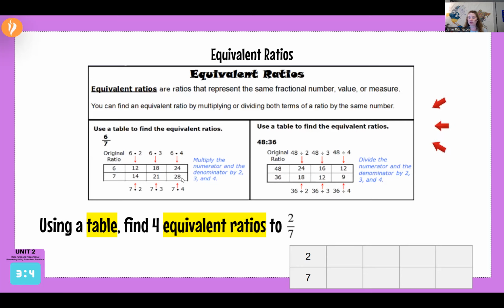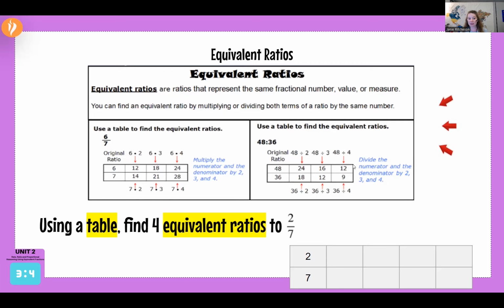Okay, as long as you divide both numbers by the same digit. Well, if we start out with 48 to 36, we could divide both of those numbers by 2. So an equivalent ratio would be 24 to 18. If we divide both of these numbers by 3, we could create the equivalent ratio of 16 to 12. So on and so forth. If we divide them both by 4, we'd get 12 to 9.